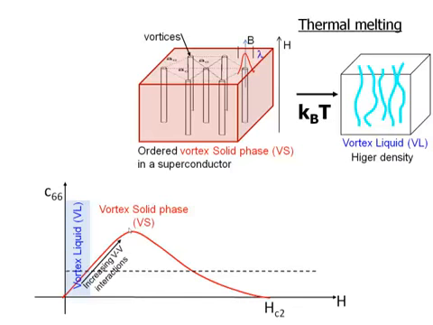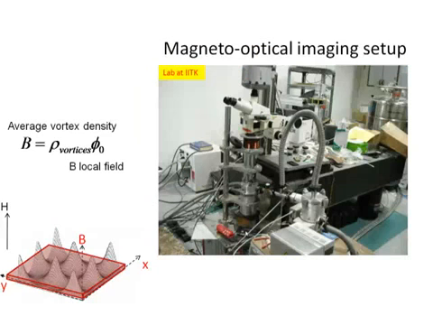In the present study, we have investigated the nature of the low field vortex phase. High field melting is an already well studied phenomenon. Using the high sensitivity magneto-optical imaging setup developed at IIT Kanpur, we measure the local magnetic field distribution inside the superconductor. Shown here is a schematic of the local field distribution across a superconductor due to the presence of vortices in it. The local magnetic field is proportional to the density of vortices in the superconductor.